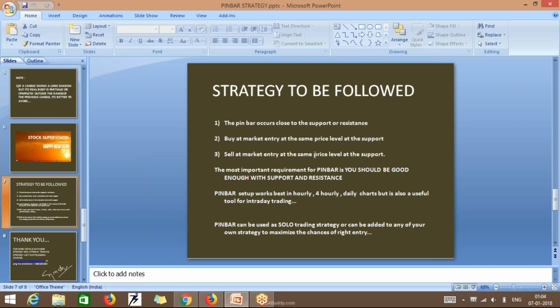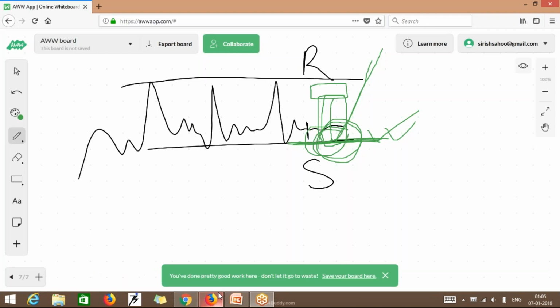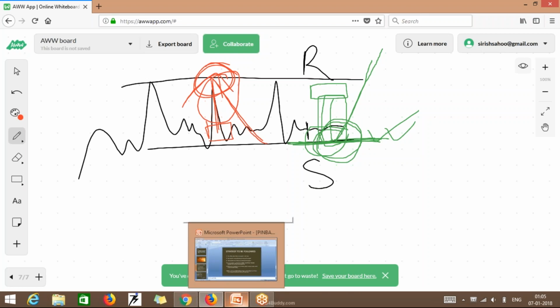Sell at market entry at the price level at the, sorry, this is wrongly written, at the resistance. Let me draw it once again. You can see here if we are getting a pin bar here with a long tail this side and giving the resistance, then definitely you can expect a fall. This is the lie being told by the pin bar. So now I think it's clear enough.